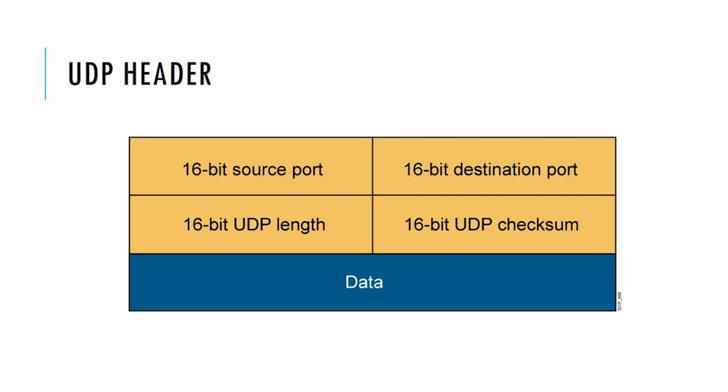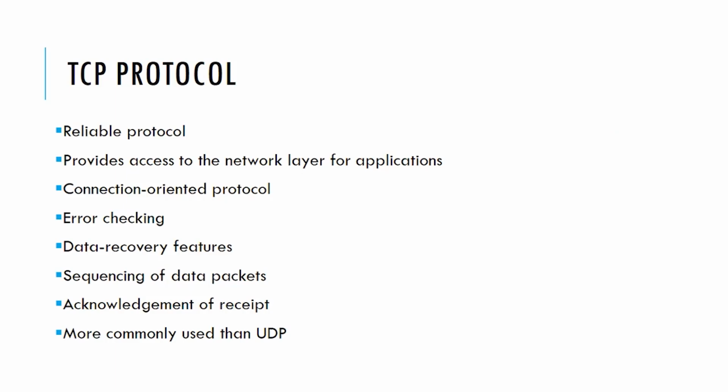It does not provide error recovery, and does not provide an acknowledgement or sequence number, as we will see later in the TCP protocol. The TCP protocol is the reliable protocol. It's the reliable version of the protocols that act on the transport layer. It provides access to the network layer for applications just like the UDP, but it is different in that it is a connection-oriented protocol. Before data transmission, there should be an establishment of a connection, a complete circuit between the source and the destination.